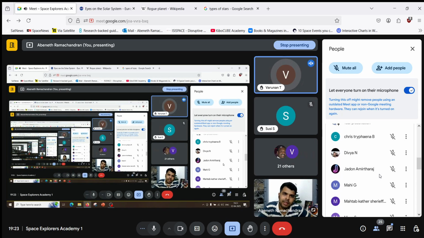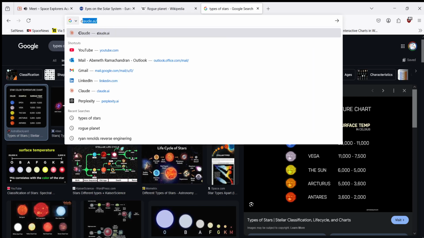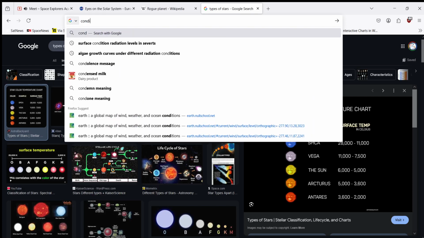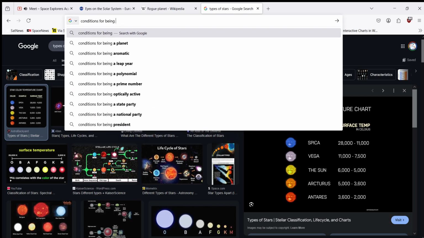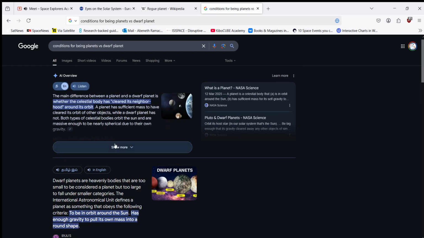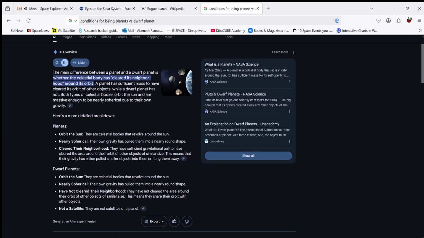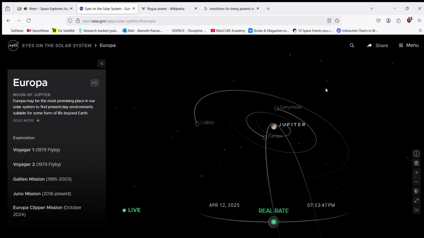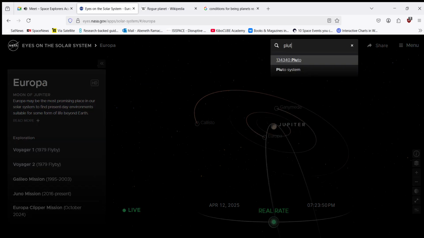Why is Pluto not a planet? Okay, I'll show you something. One of the conditions to be considered a planet or a dwarf planet: for a planet, it has to orbit the Sun. It has to be nearly spherical. It has to have cleared its neighborhood. Pluto doesn't have a clear neighborhood. I'll show you the Pluto system, then only you will be able to see.